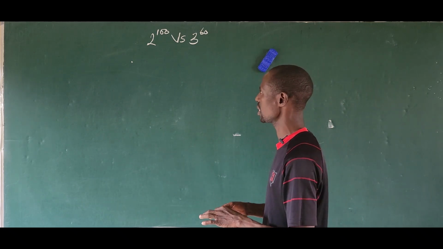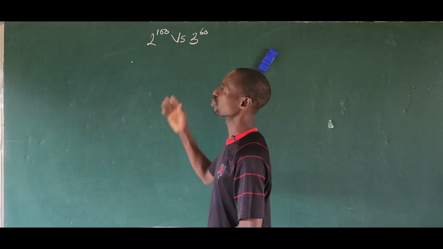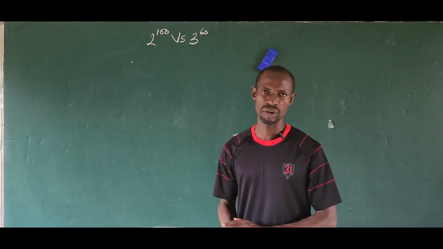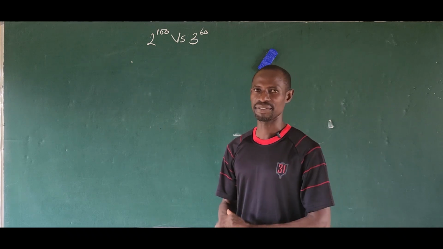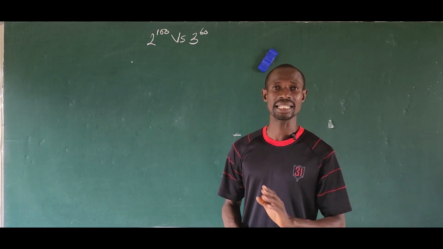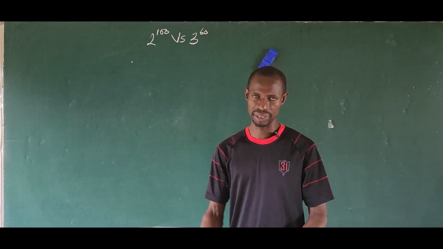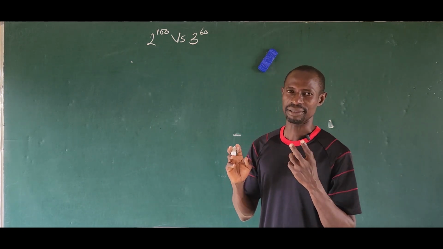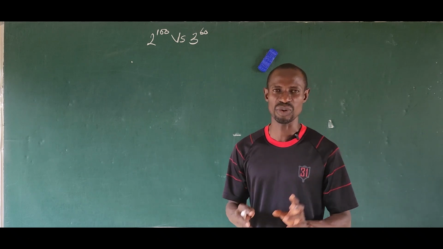if we have to compute this without the use of a calculator, 2 to the power of 100 means 2 times 2 times 2 into 100 places, and that may give us a challenge. And 3 to the power of 60 means 3 times 3 times 3 into 60 places, and that will also give us a challenge. So we're going to use a format to actually tell which one is greater.